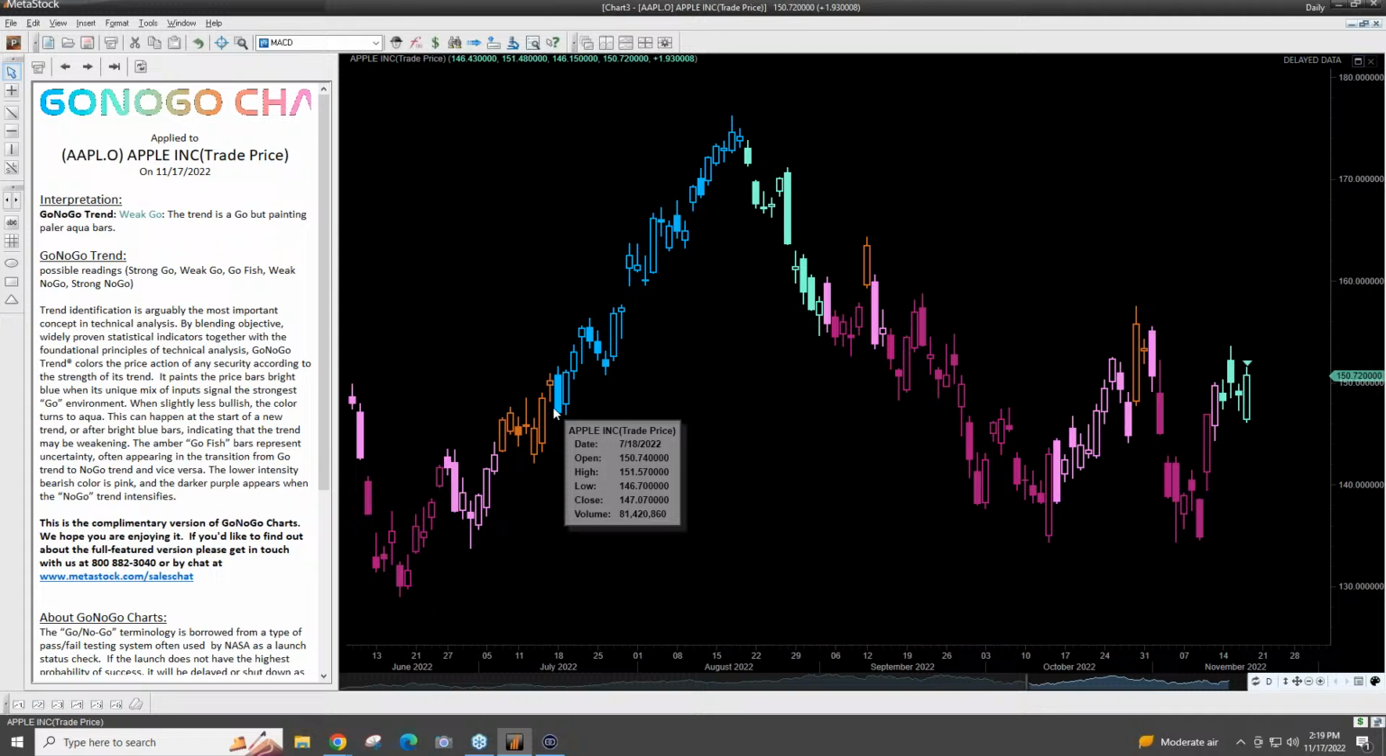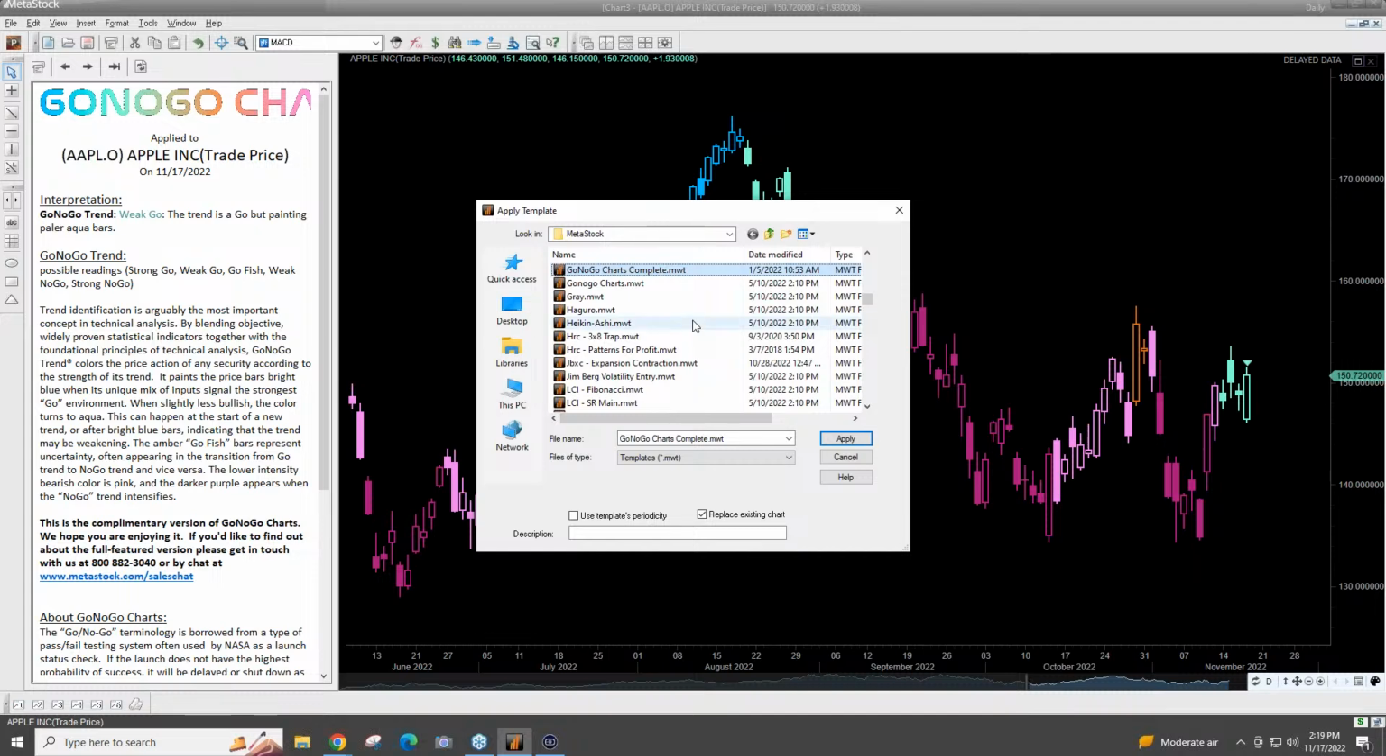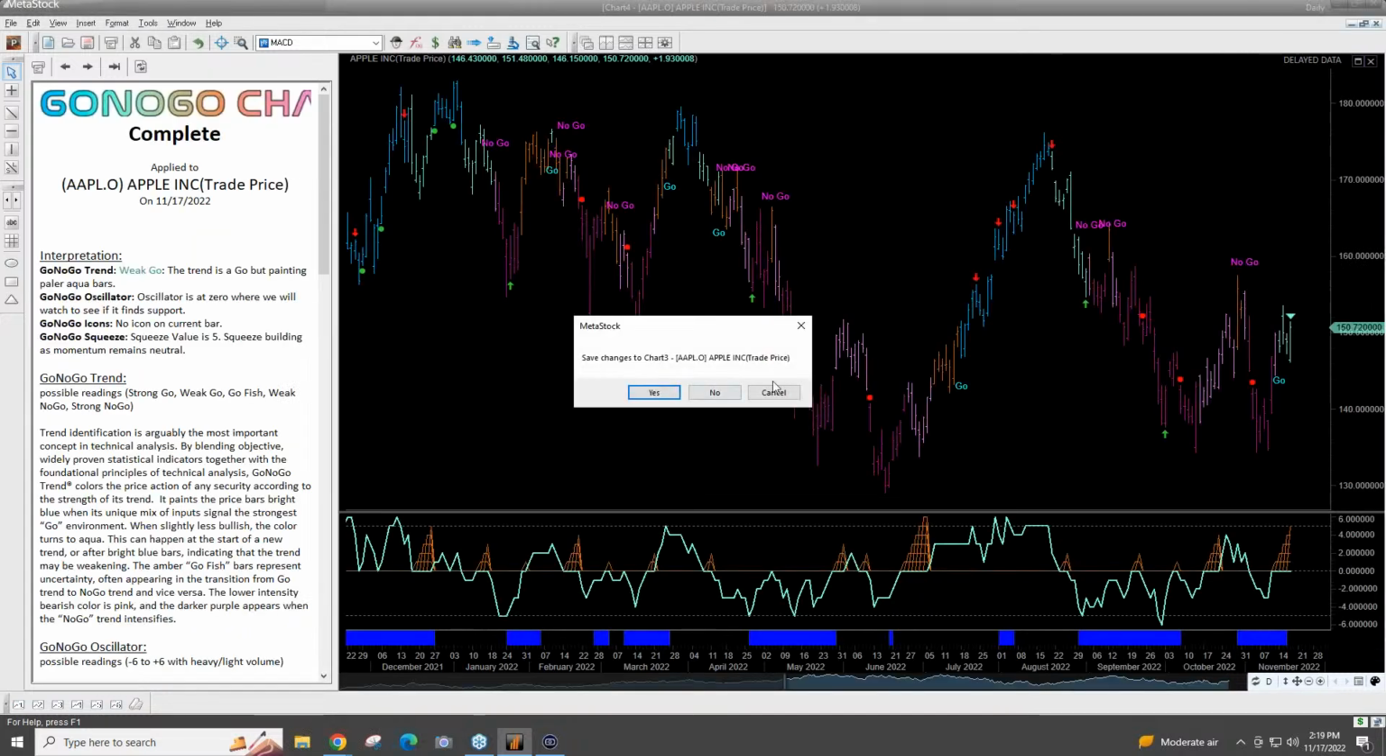So let's go through the charts first, and then I'm going to run some scans as well. If there are any questions after I do that, just let me know. I'll be happy to help answer those. So again, we just right click on the chart and choose apply template. We'll go down to the GoNoGo complete and double click it.